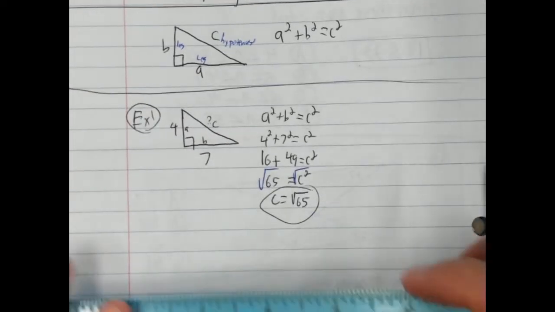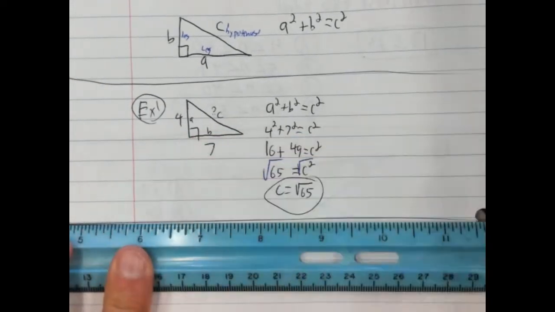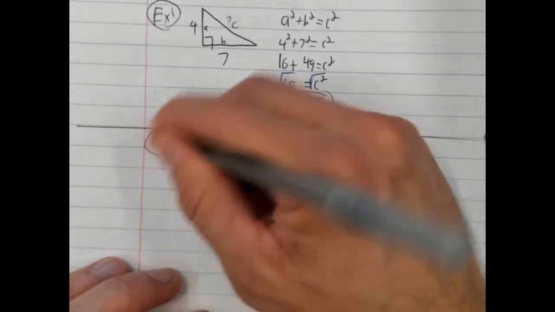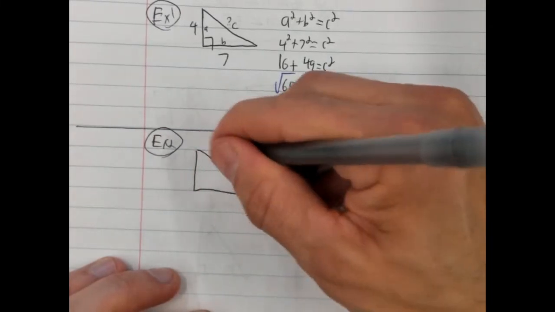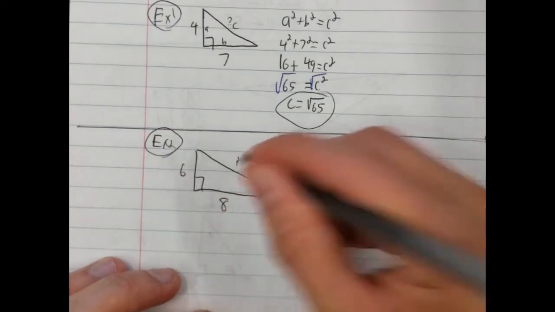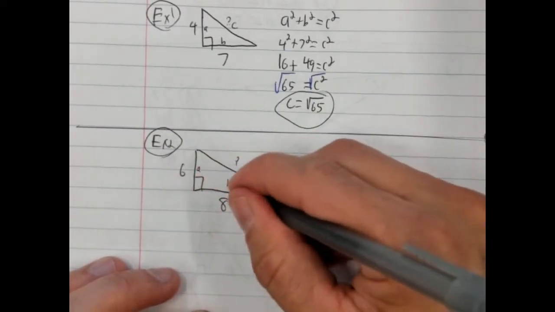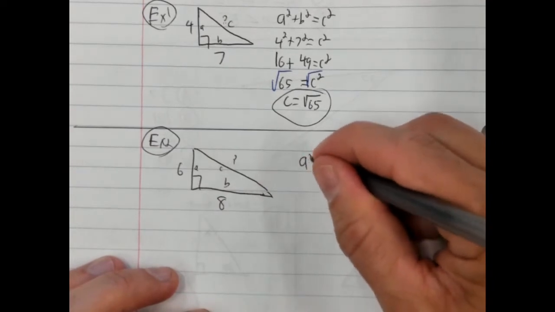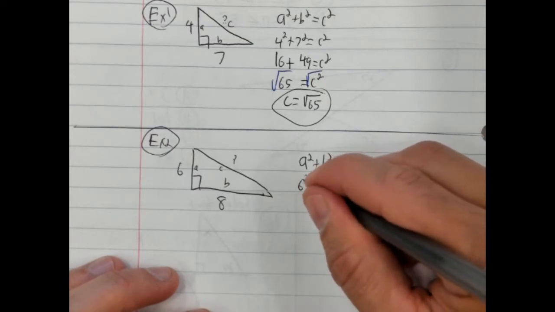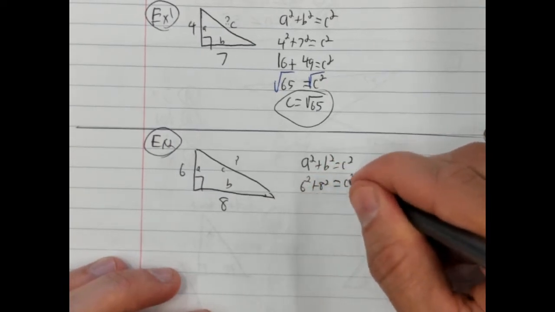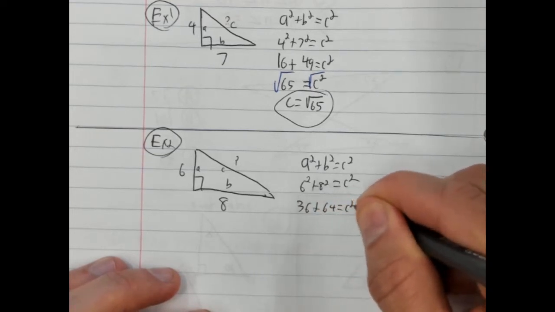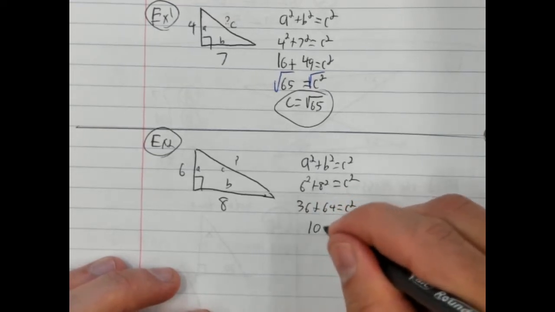All right, let's try another example. We're going to go with another right triangle. We're told it's a right triangle. Okay. We have 6 and 8. We're looking for that. So again, it looks like we have both legs. We're looking for the hypotenuse. So a squared plus b squared equals c squared. We're going to plug these in. So 6 squared plus 8 squared equals c squared. 6 squared is 36. 8 squared is 64. And we add those together, we're going to get 100.